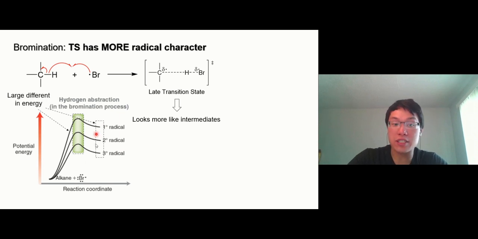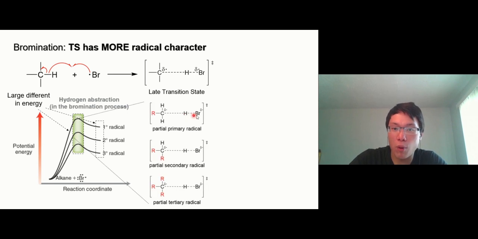If you look at the product, or intermediate in this case, there is an energy difference between tertiary, secondary, and primary. We talked about hyperconjugation: tertiary is the most stable, primary is the least stable. The energy differences are large. So the transition state that is close to here, which we call a late transition state, close to the product or intermediate, also has large differences in energy. Let me draw it out. The hydrogen is almost close to bromine now, about to form a bond, and the C-H bond is almost broken.